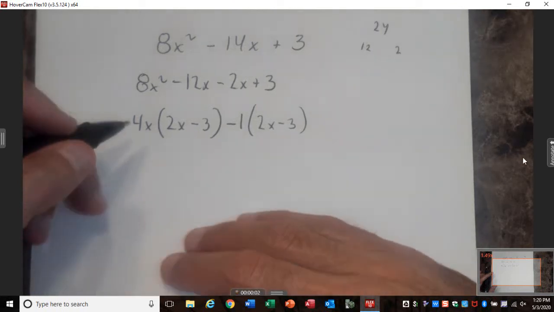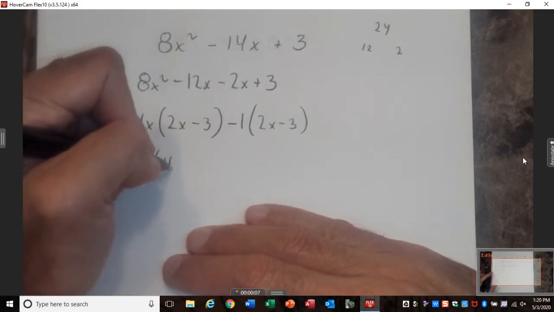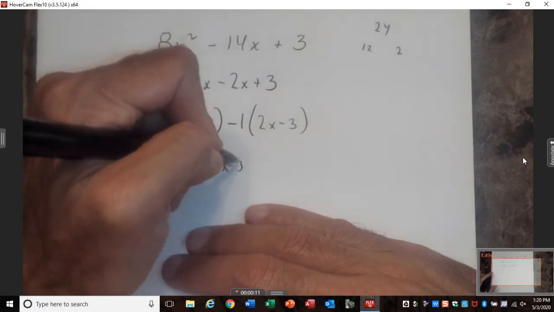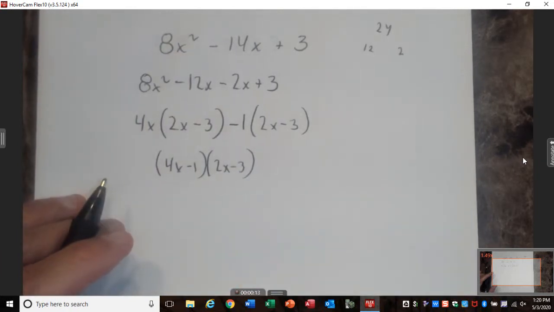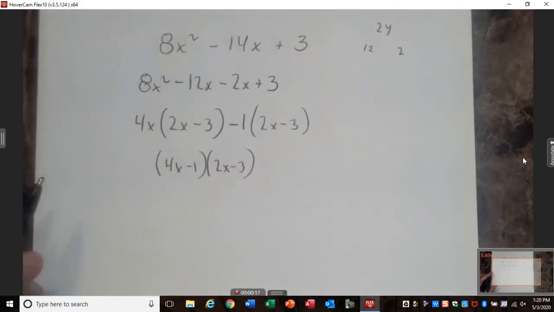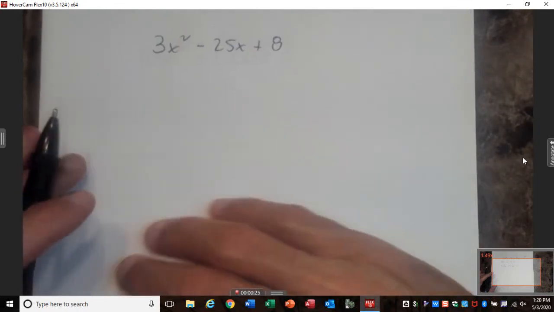So now what you're going to do is take the outer, which is 4x minus 1. We're going to write it as 4x minus 1, and then 2x minus 3. And we're done. So when you FOIL this, you're going to get this. Just look at it. Just FOIL it. Look at it. You'll see it. It's the same. Okay. Moving on.